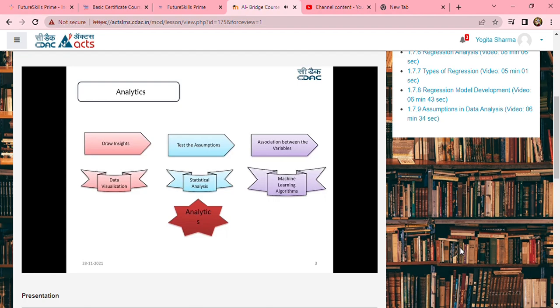In such a scenario, we deal with machine learning algorithms or predictive algorithms or deep learning algorithms. So all these three combinations, that is, data visualization to draw the insights, statistical analysis to conduct the hypothesis testing, and the machine learning aspect of understanding the association between the variables, are termed as analytics. So hence, we are going to incorporate both the concepts of mathematics and statistics to understand the data very well.